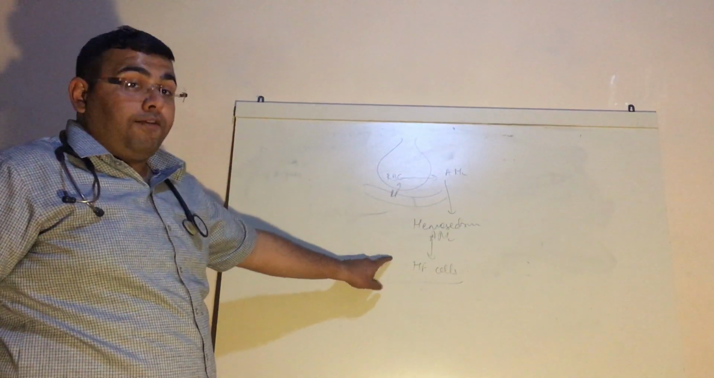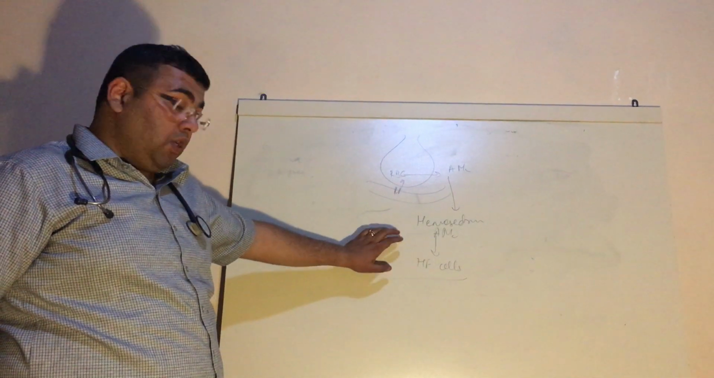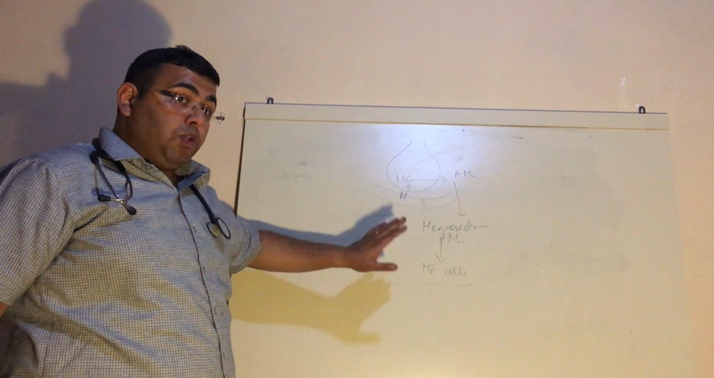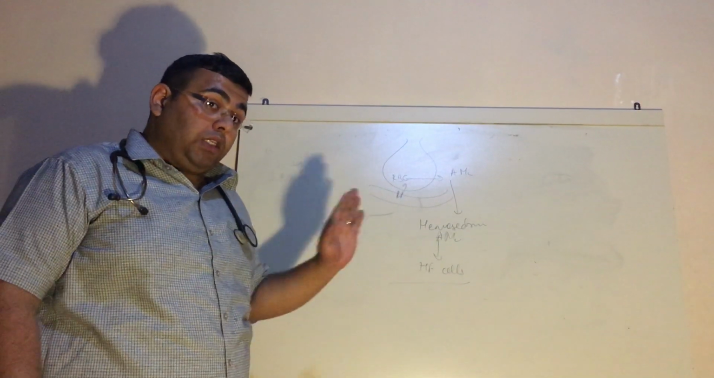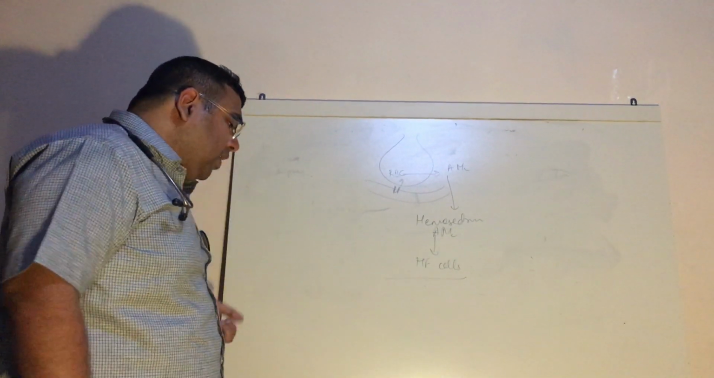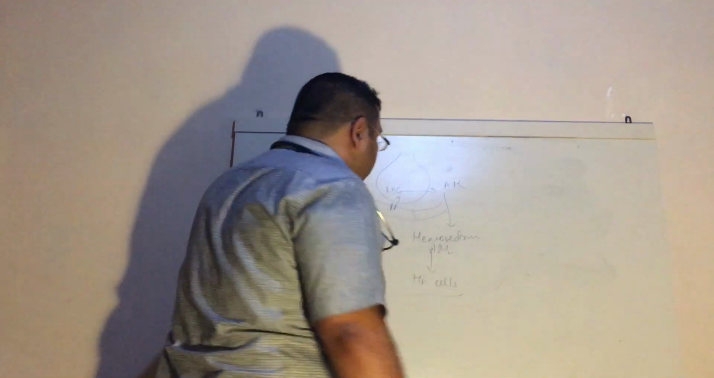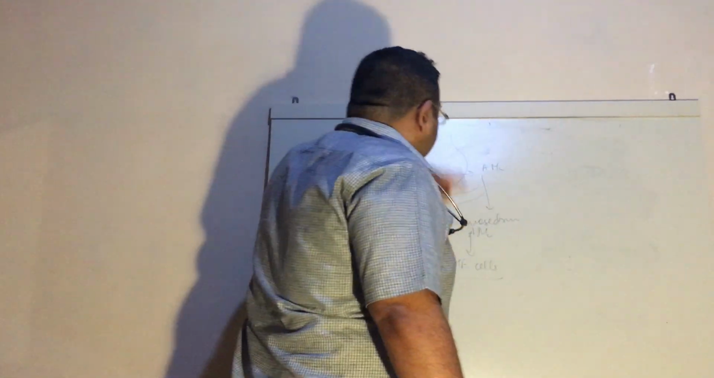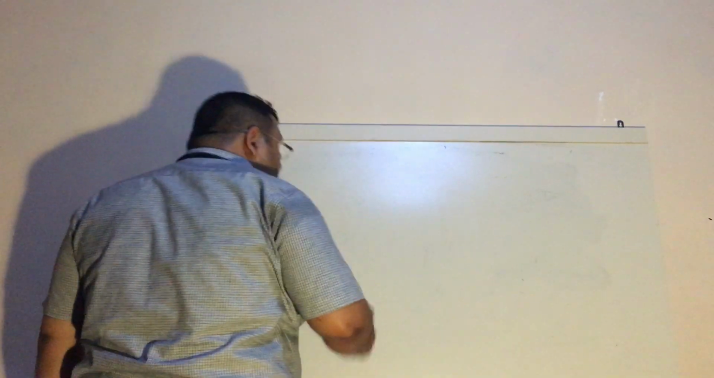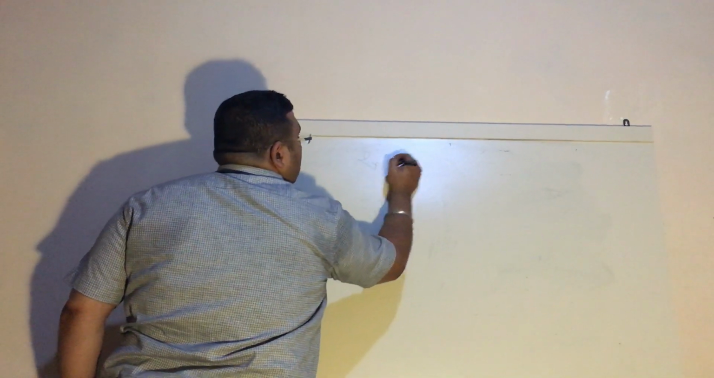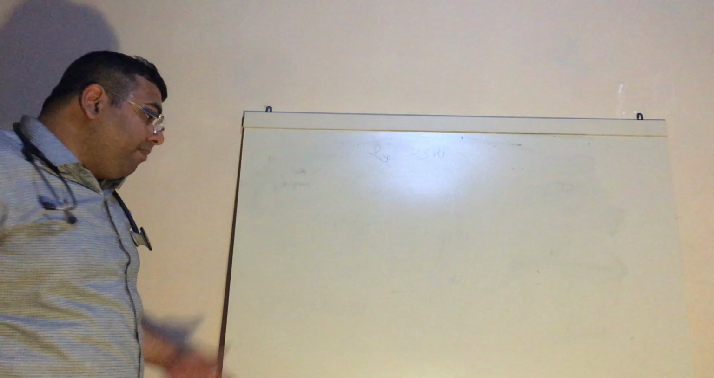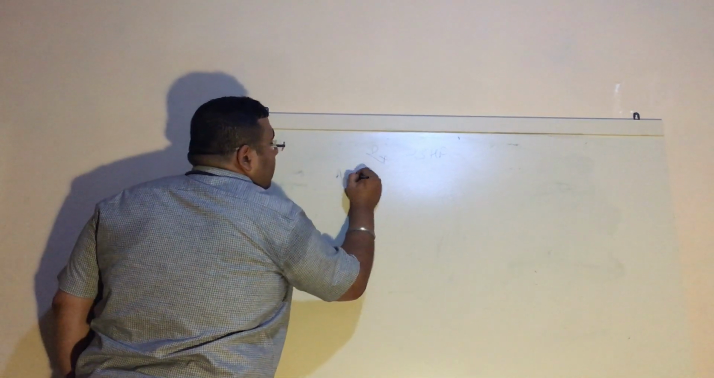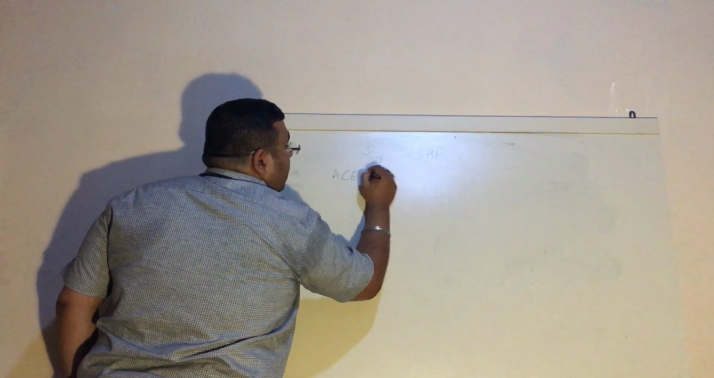hemosiderin alveolar macrophages or heart failure cells. Because this occurs because of the heart failure, they are also known as heart failure cells. This question can be asked in your exam. This is a kind of information which is not given in most of the classes, most of the books, and most of the lectures. Okay, so this is known as heart failure cells.